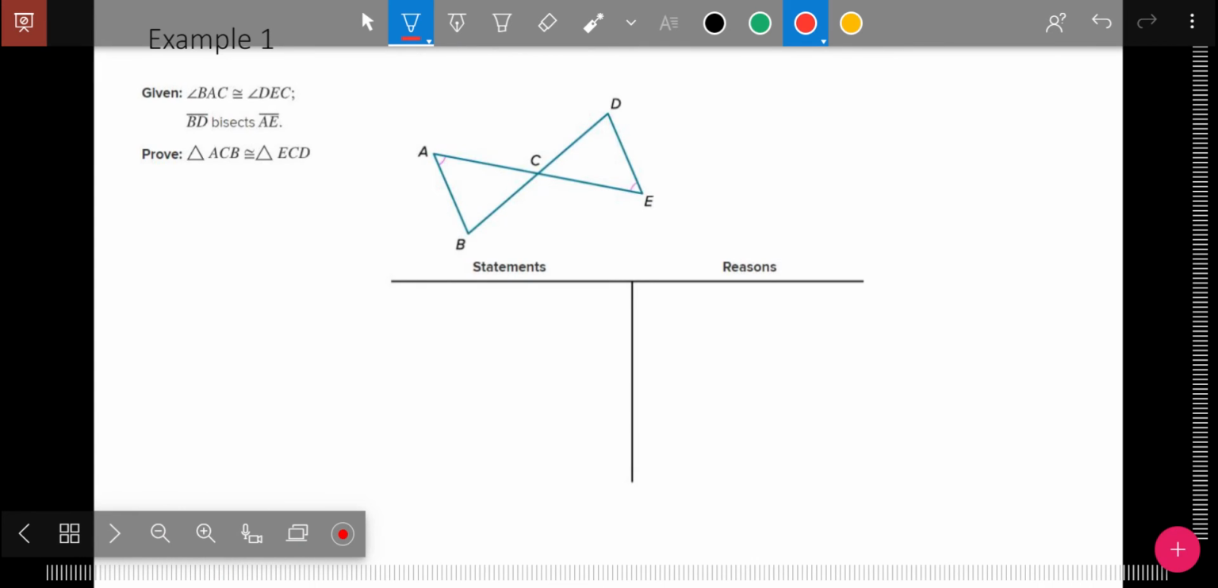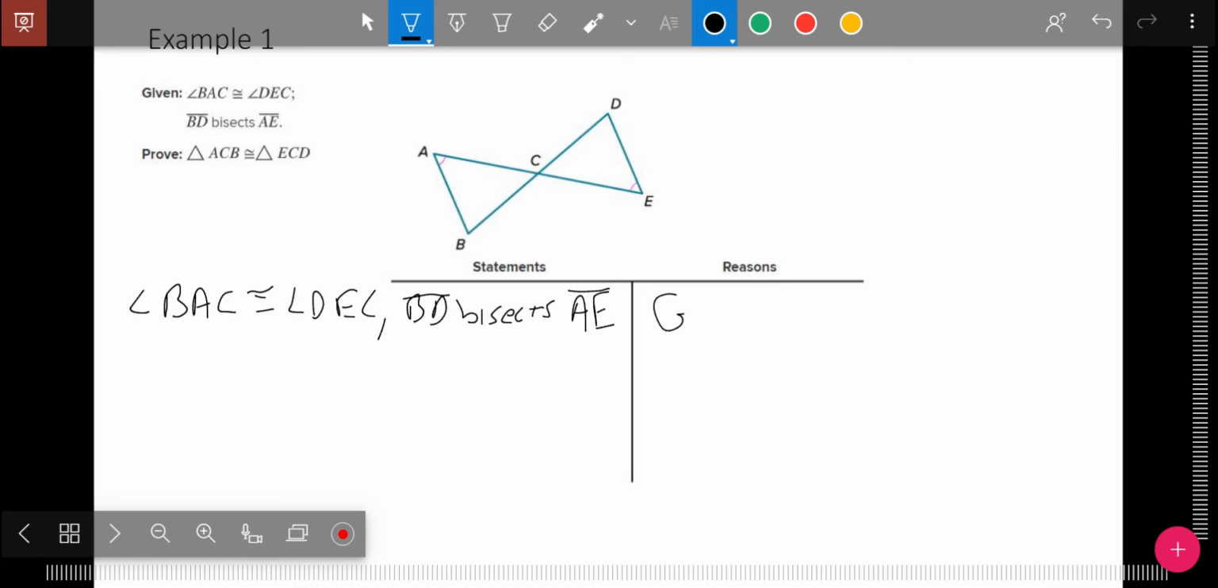Right. So now when I go to write a proof, hopefully you know by now the first step in the proof is to write the given. So angle BAC is congruent to angle DEC, and segment BD bisects segment AE. And that was all given.